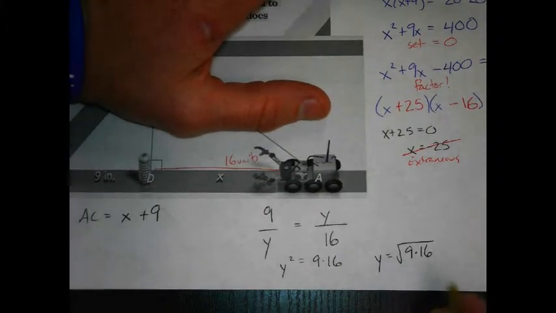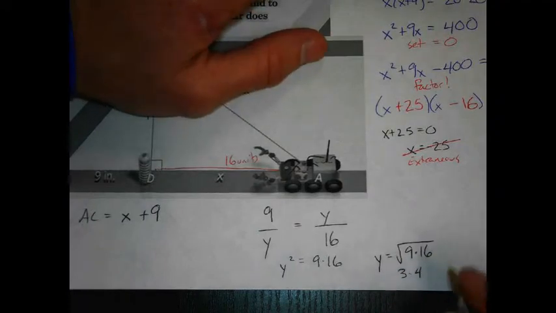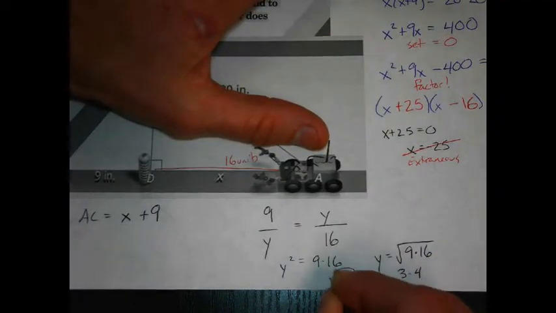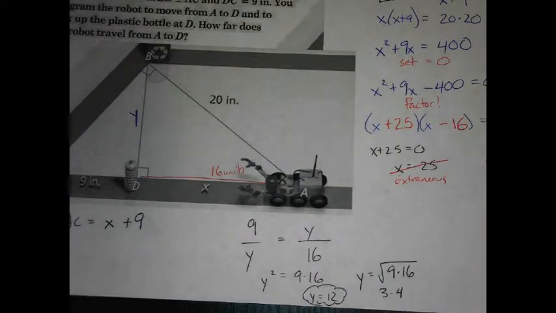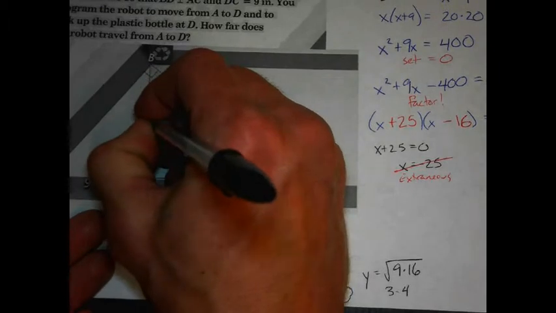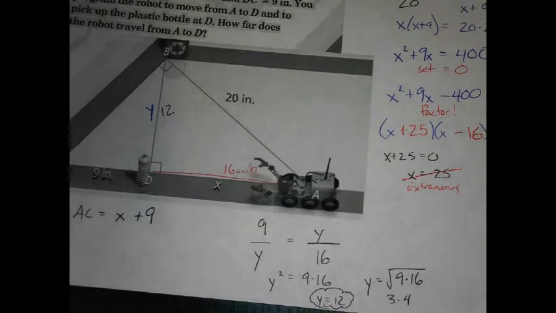But guess what the square root of 9 is? 3. Guess what the square root of 16 is? 4. Y is equal to 12. I hope you enjoyed that trick. That was awesome. If that was too fast, pause and rewind. So now we can find out the distance is 12.